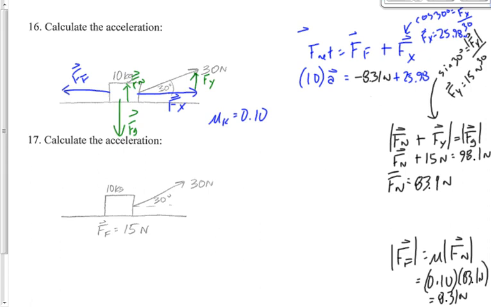Look, at this point, it's the same as every other question. F net is equal to the sum of the forces, FF plus Fx. It was just a little bit more challenging to get Fx and a little bit more challenging to get FF in this case. Now it's easy. Negative 8.31 plus 25.98 is going to give me somewhere around 18-ish, divided by 10, somewhere around 1.8. So 1.76, we'll round it to 2 digits because of our data there. Thank you, Tasia. 1.8 meters per second squared.